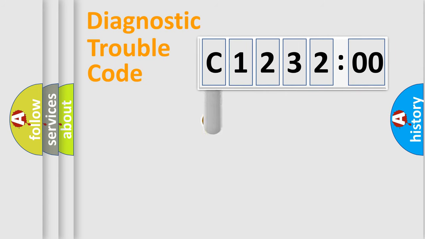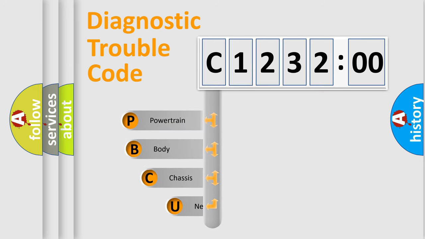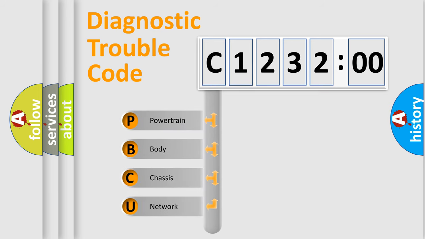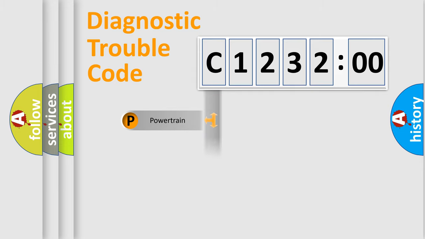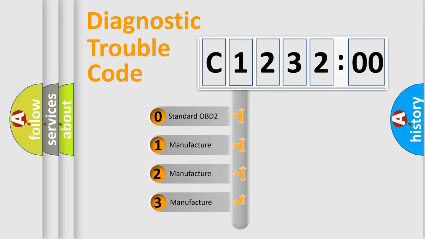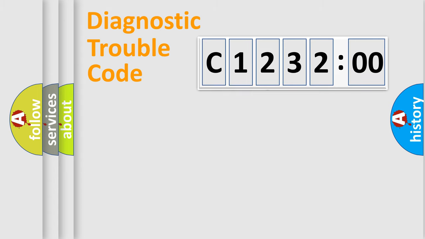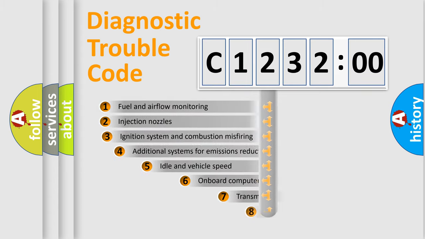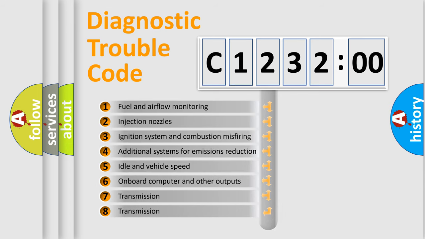Let's do this. First, let's look at the history of diagnostic fault code composition according to the OBD2 protocol, which is unified for all automakers since 2000. We divide the electric system of the automobile into four basic units: powertrain, body, chassis, network. This distribution is defined in the first character of the code. If the second character is zero, it is a standardized error.